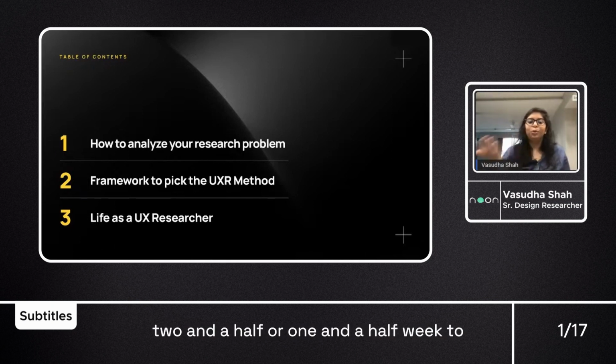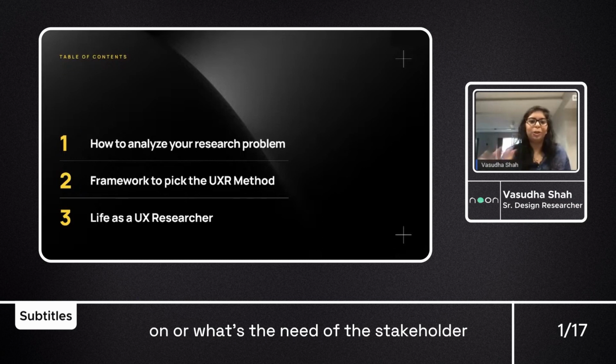It takes about 2.5 or 1.5 weeks to finish a research project, depending on the kind of project that you are working on or what's the need of the stakeholder. So before putting in so much effort, just try to understand, is that what exactly the stakeholder wants?